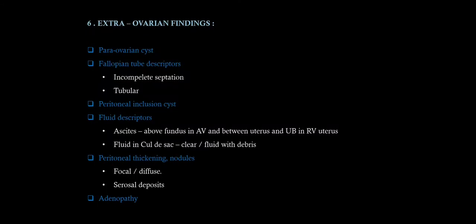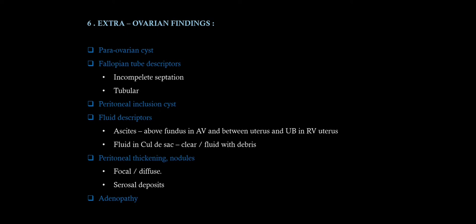Next comes the extra-ovarian findings. So we have to describe it classically. If there is a para-ovarian cyst, the descriptors used for the fallopian tube is the presence of an incomplete septation or a tubular cystic structure. The peritoneal inclusion cyst is described as a cystic structure with clear contents which conforms to the walls of the adjacent structures and does not cause any mass effect.